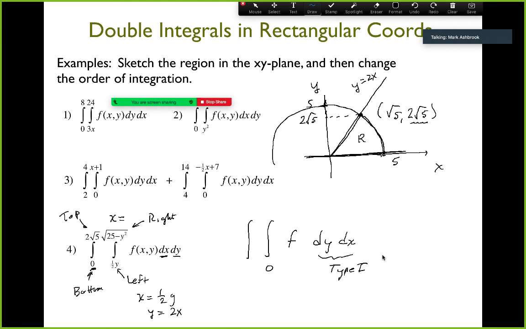What about the top? Is it all one piece or is it split up? The top is split up. Yep, fire your arrows from below. They always pierce in at 0, but they leave this region in 2 different places. According to the breaking point, which is radical 5, when x is less than radical 5, the arrows leave this part of the top. When x is greater than radical 5, the arrows leave the circle. So we need to split it up.